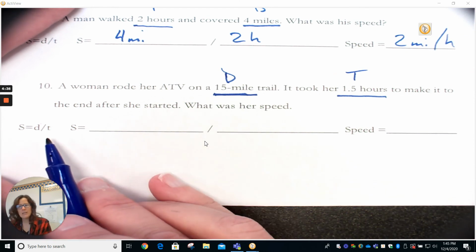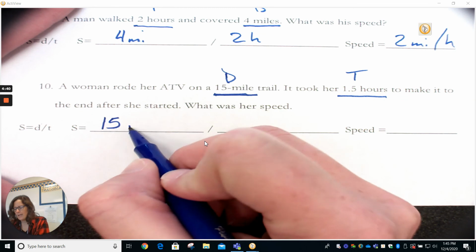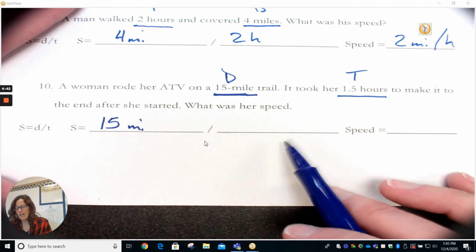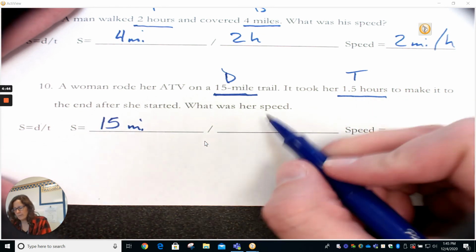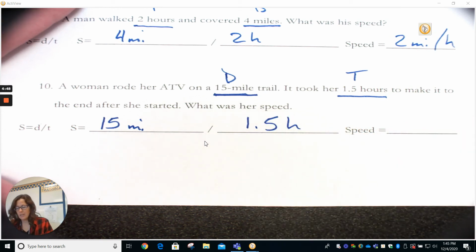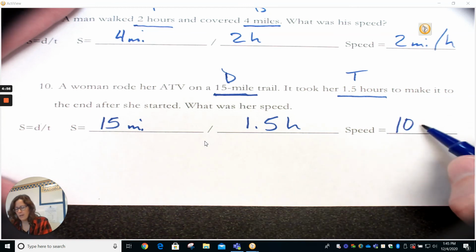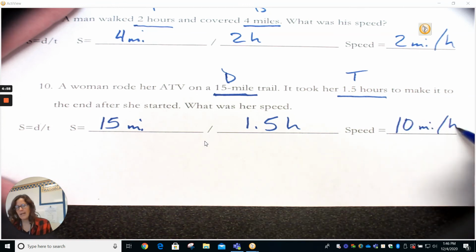Speed equals distance divided by time. So we need our distance first. 15 miles divided by our time, which is 1.5 hours. You put that in your calculator. You might even be able to do this one in your head too. That equals 10, and then we'll move our units over, miles per hour.